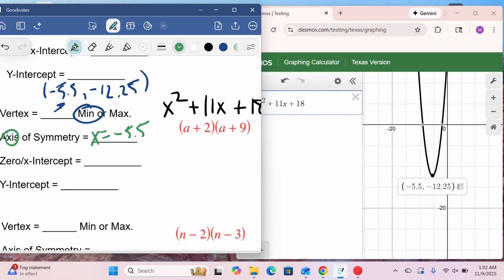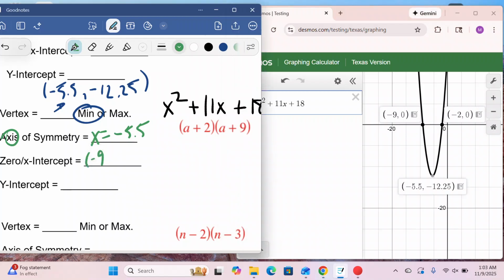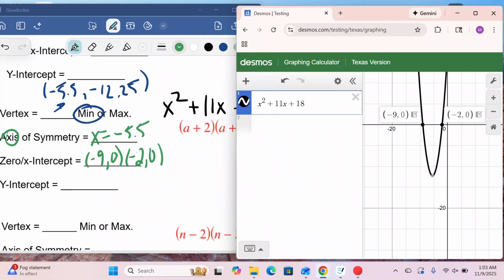Next, I can see that it has 2 zeros or 2 x-intercepts, so I'm going to take away my vertex, and I'm going to find my 2 x-intercepts, which are (negative 9, 0) and (negative 2, 0). I'm going to take away the vertex one more time. Is it okay for me to write my zeros are negative 9 and negative 2? Of course it is.